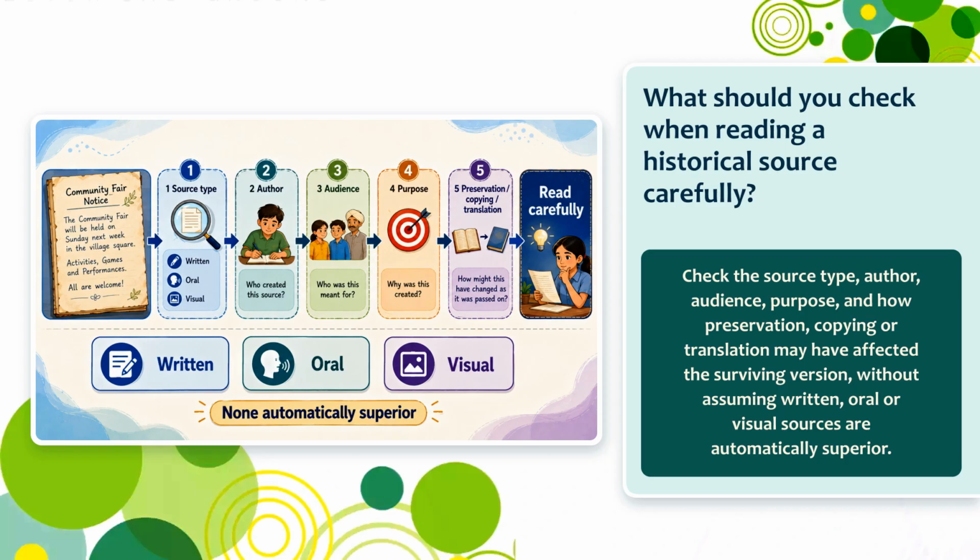Use the 5 gates and the 3-form reminder. What should you check when reading a historical source carefully? The final pathway gives a complete first reading routine. Check the source type, author, audience, purpose, and how preservation, copying, or translation may have affected the surviving version without assuming written, oral, or visual sources are automatically superior. These checks help you read the source thoughtfully. You are ready to classify sources and read them carefully by considering form, creator, audience, purpose, and transmission.